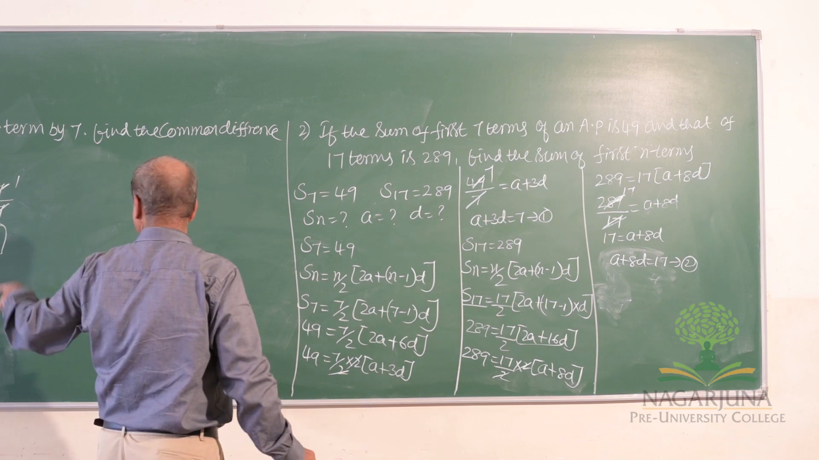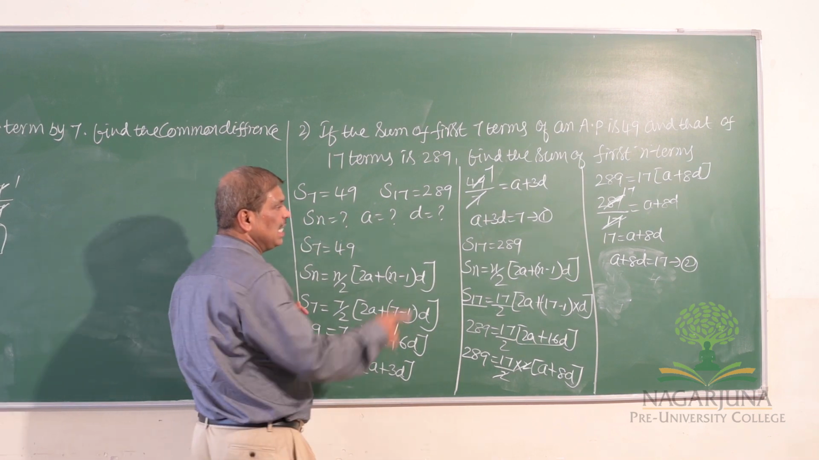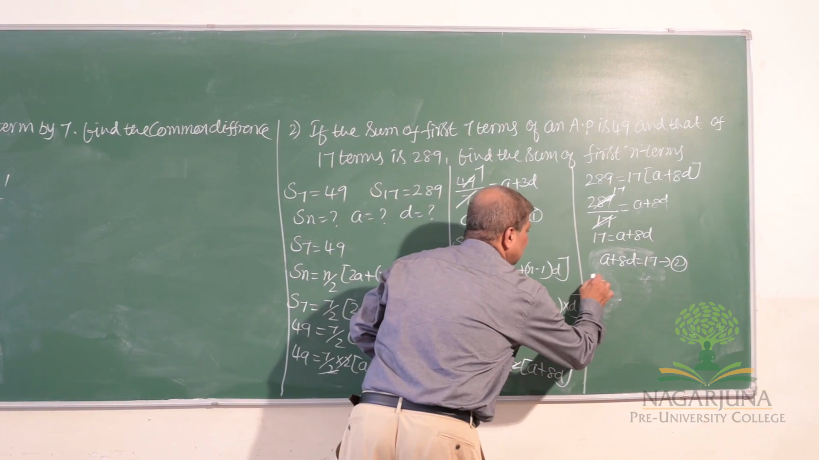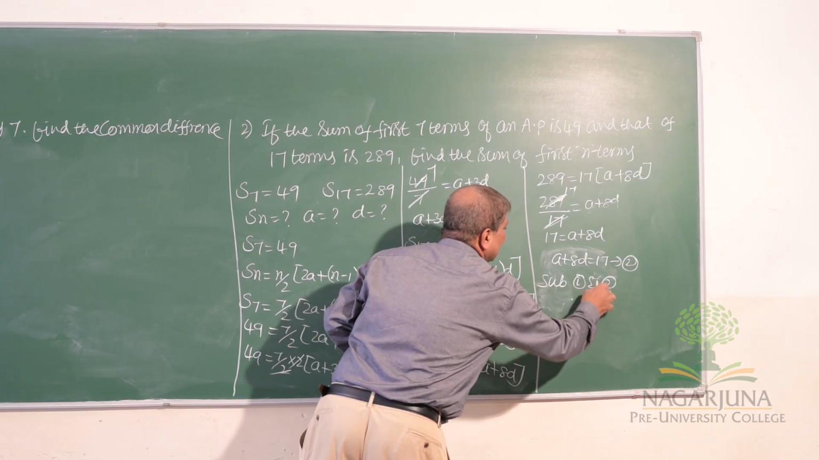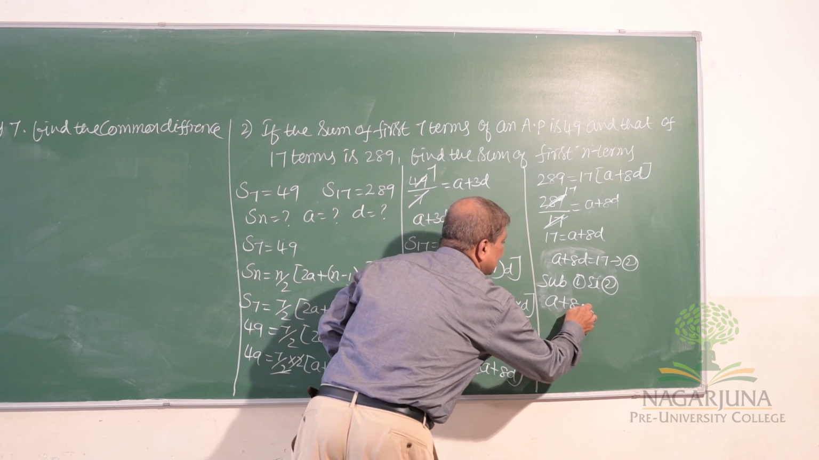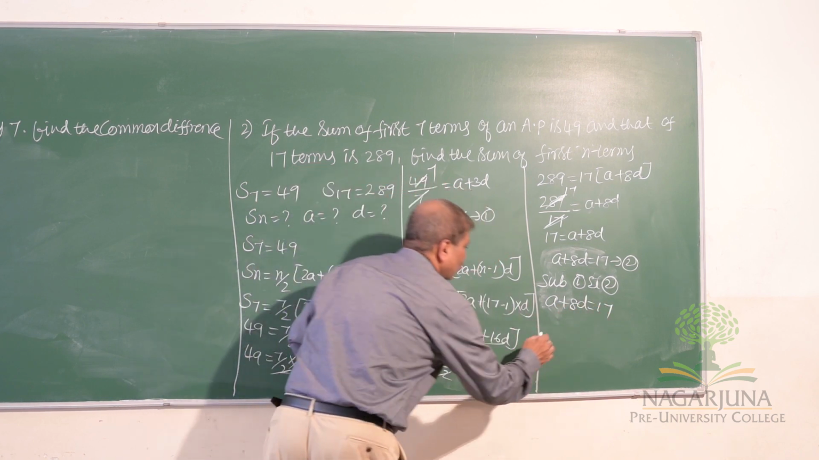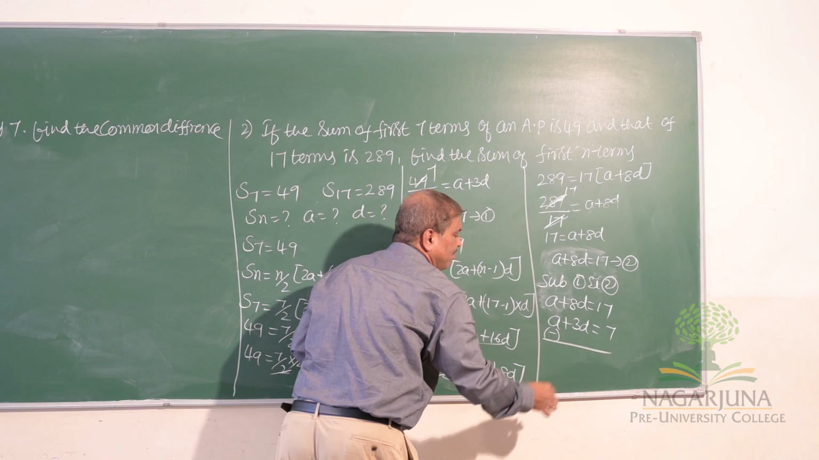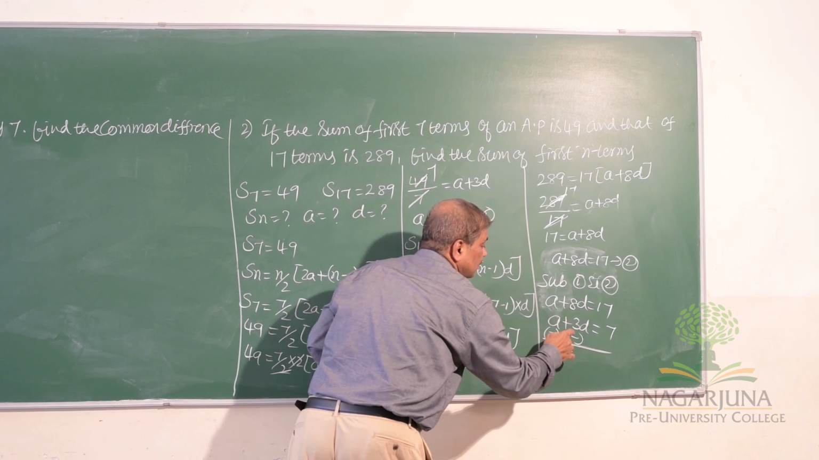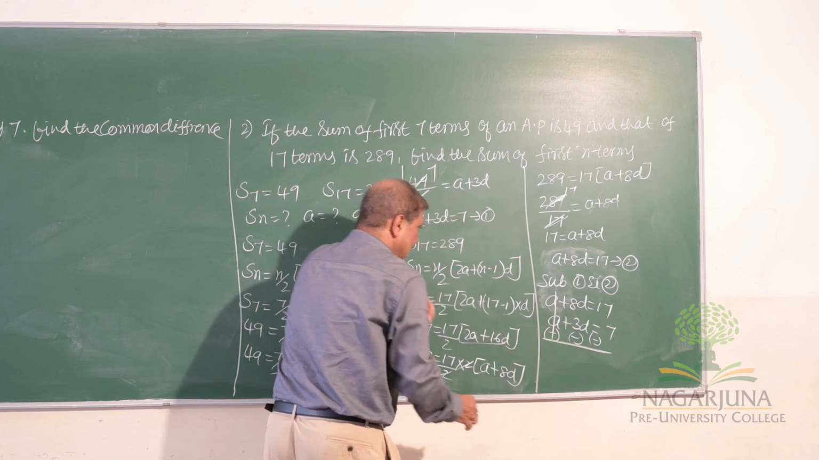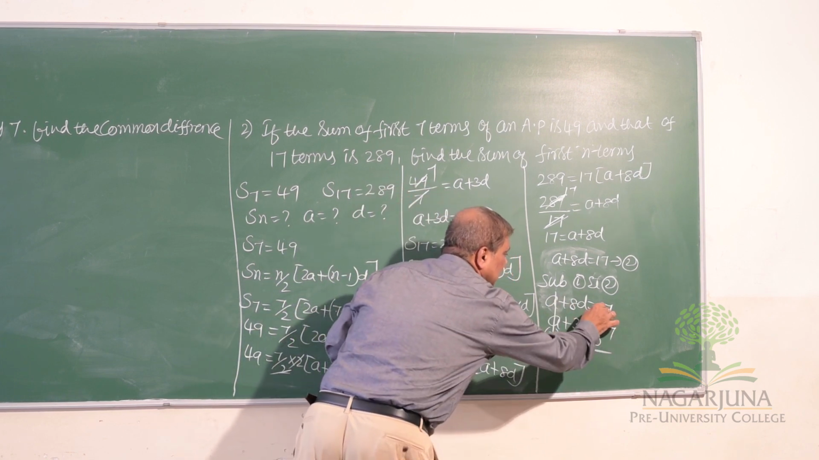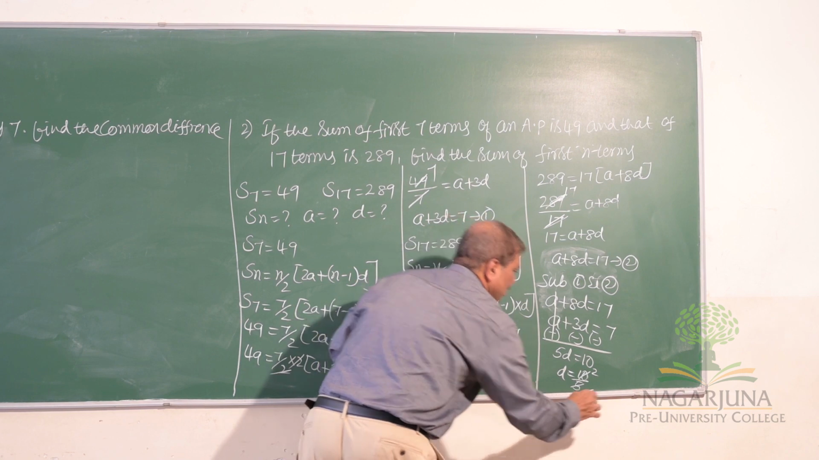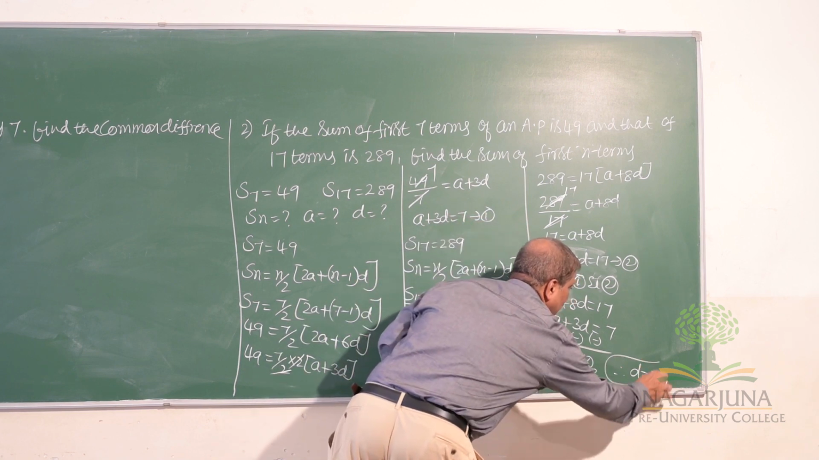What is equation 1? Equation 1 is a plus 3d equals 7. Then subtract 1 from 2. A plus 8d equals 17, then a plus 3d equals 7. After subtracting, the signs change: here plus means minus, here plus means minus, and a cancels. 8d minus 3d is equal to 5d. 17 minus 7 is equal to 10. d is equal to 10 by 5. So what is the value of d? Therefore the value of d is equal to 2.